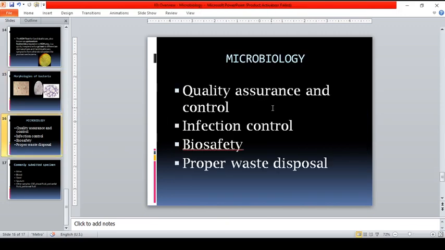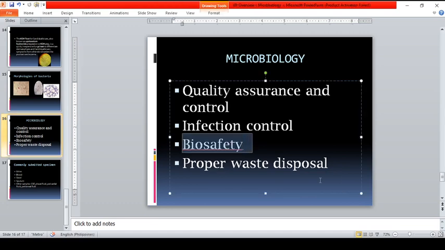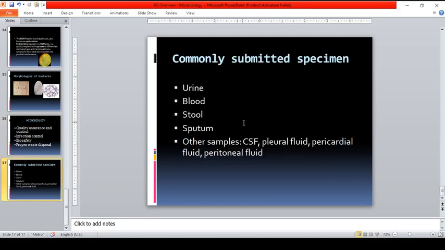Okay, so quality assurance and quality control is done also in microbiology, infection control. So this must be practiced. Biosafety must also be observed, and proper waste disposal so as not to contaminate the environment and so as not to inflict harm to those who are working outside the laboratory. Okay? So commonly submitted specimens are urine, blood, stools, sputum, and other samples. Okay? So that is for the microbiology section.